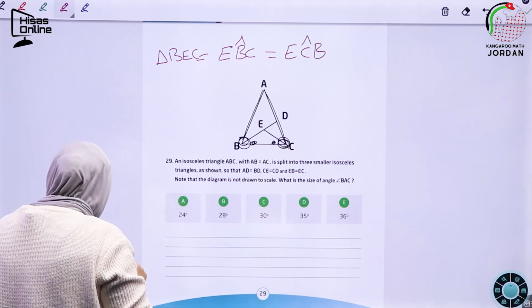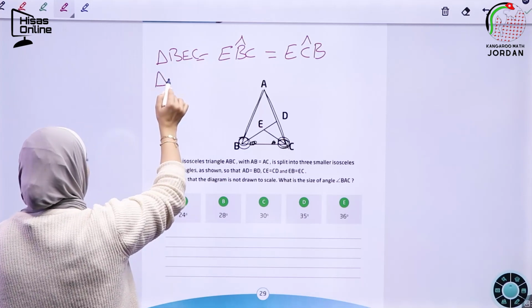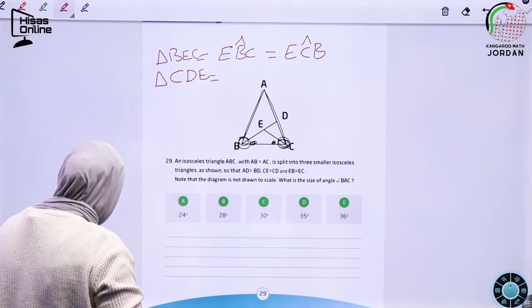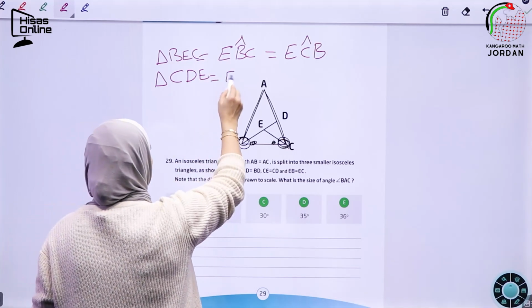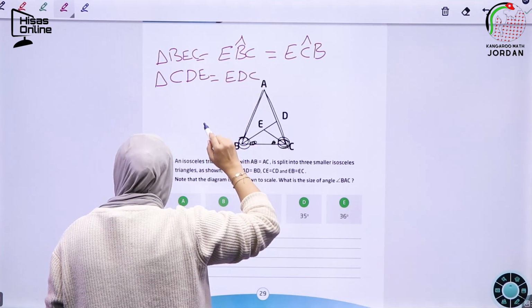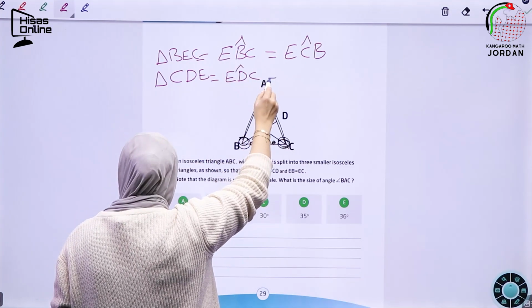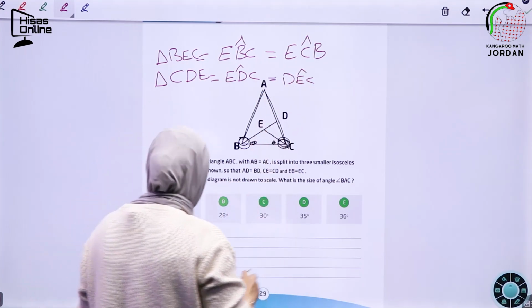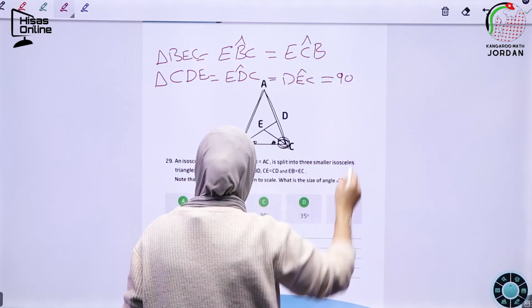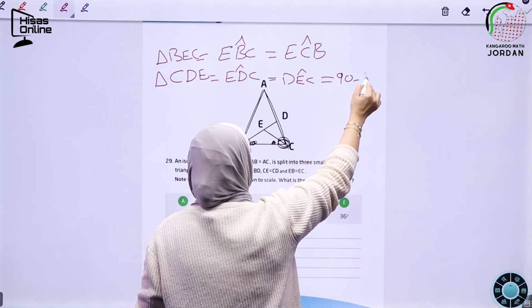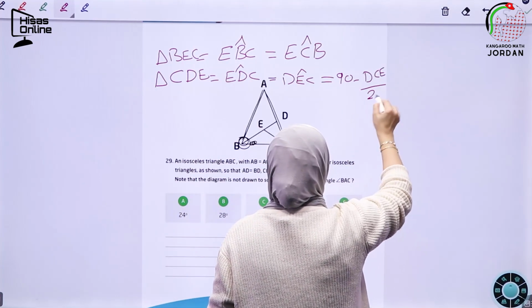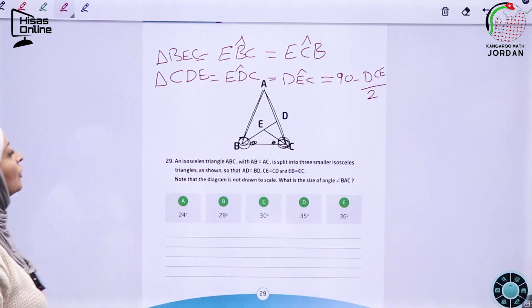Okay. And in the triangle CDE, equal ADC, okay, and DEC. But in this case, DEC is also equal to 90. I will explain everything after I finish. Minus DCE divided by 2 because it is isosceles. I will keep writing this till I finish everything and we will explain it for you.